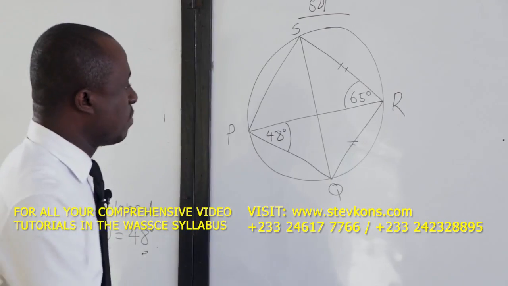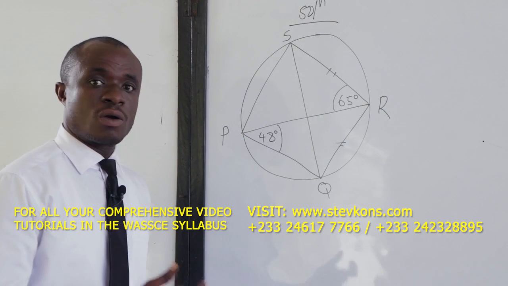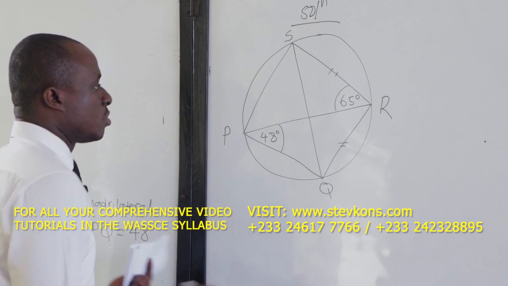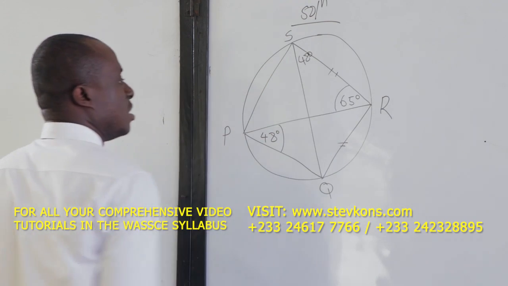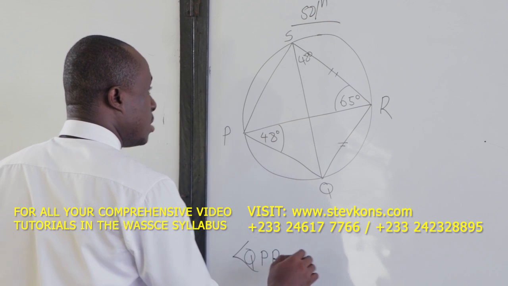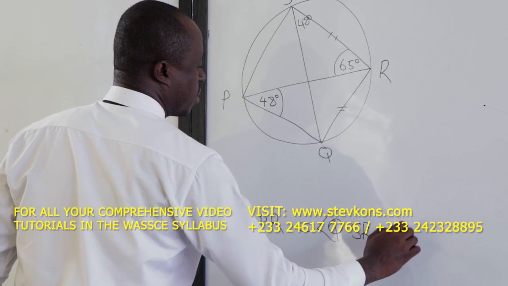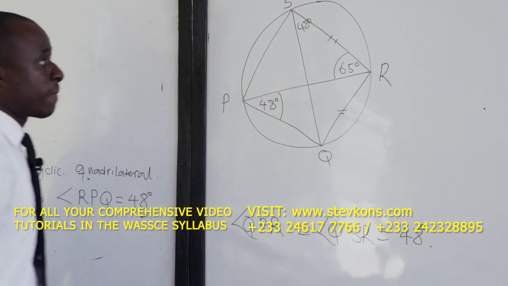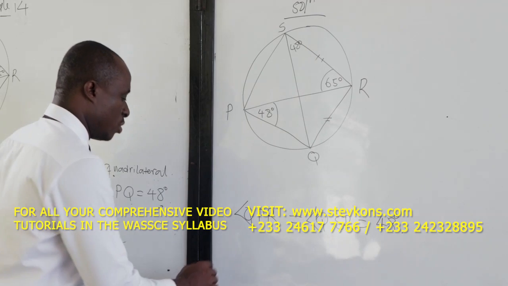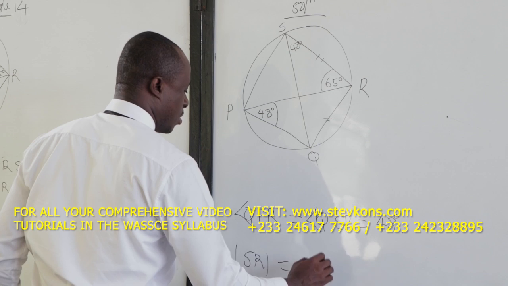Clearly, what can we say? When you take QR as a chord, the angles a chord subtends at the circumference in the same segment are equal. So QPR is equal to QSR, which is 48 degrees. Now, what were we told? SR is equal to RQ.